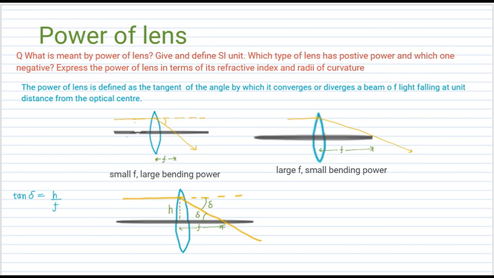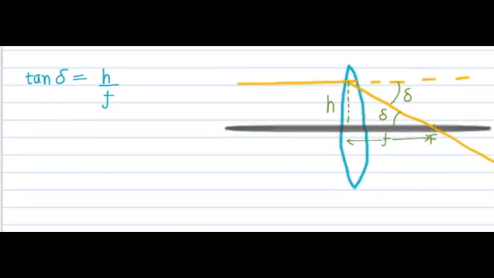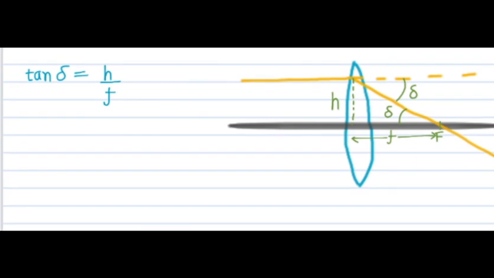Now, from the definition of the power of lens, we can say that the power of lens is defined as the tangent of the angle by which it converges a beam of light falling at a unit distance. Can you see this line? I'll highlight this one. Falling at a unit distance from the optical center. Which means, can you see this length?